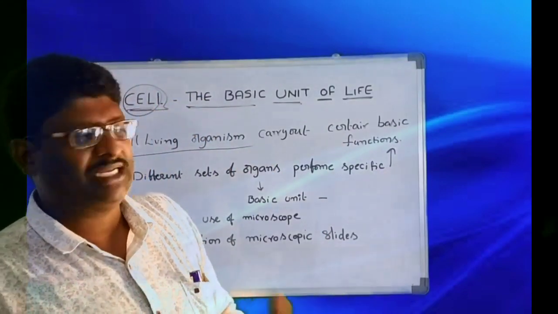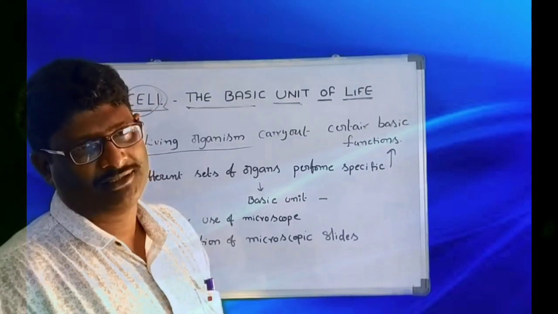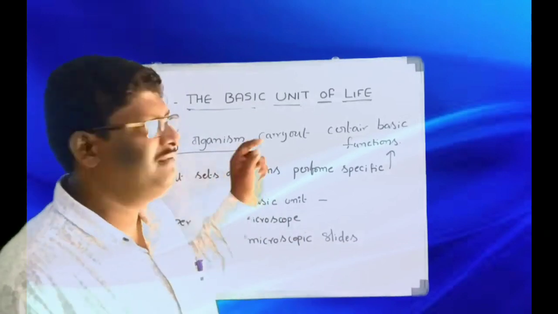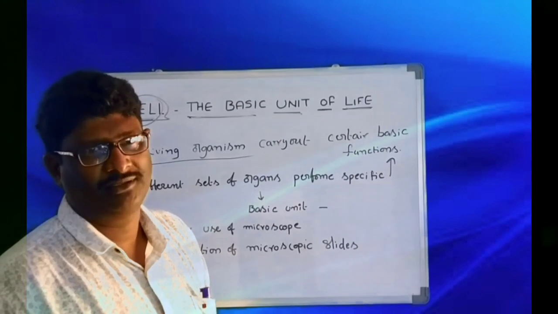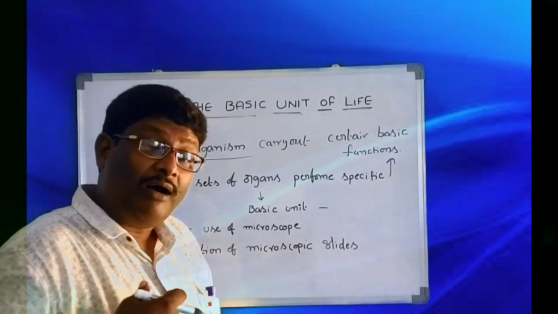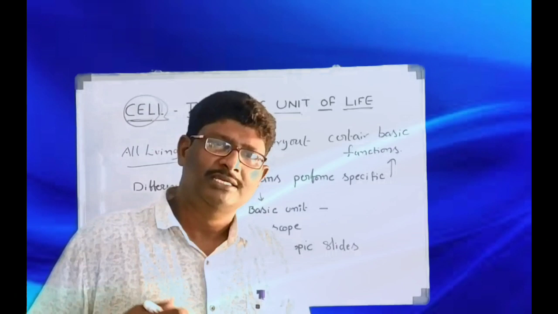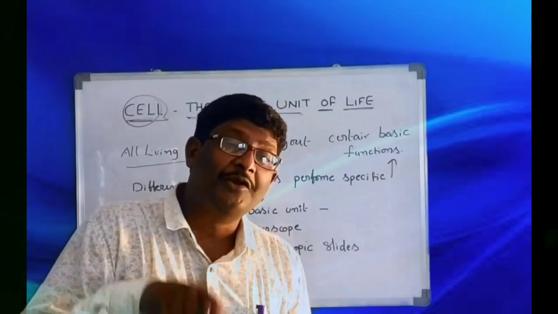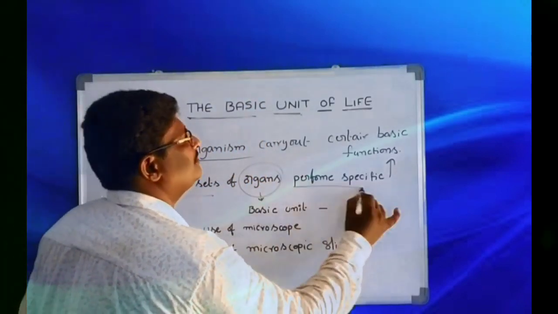All living organisms carry out certain basic functions. What are they? Do you know? Respiration, reproduction, circulation, excretion. These are all the basic functions, carried out by all living organisms. What functions take place in our body? Respiration, circulation, reproduction. Is it right? In our body, so many functions are going on. These functions are carried out by different organs. Different sets of organs perform specific functions.